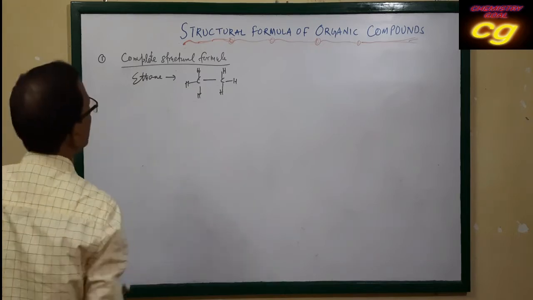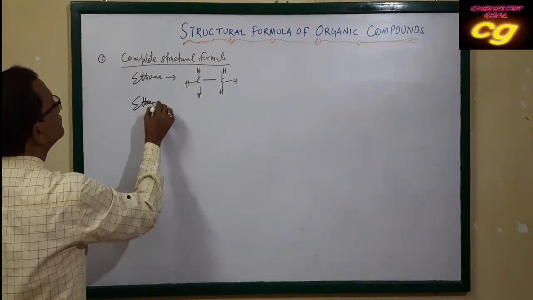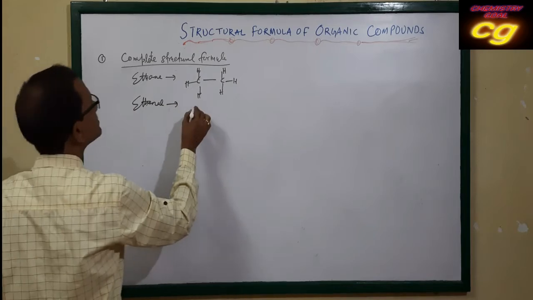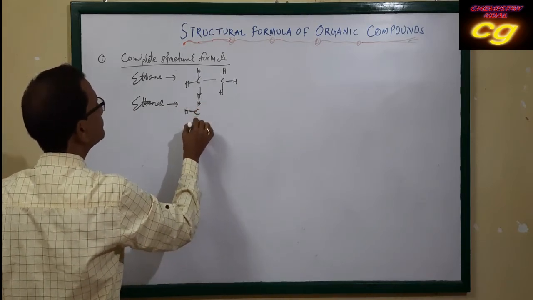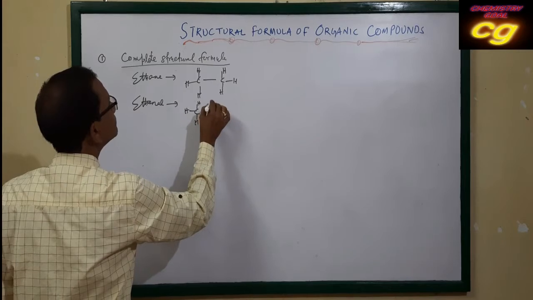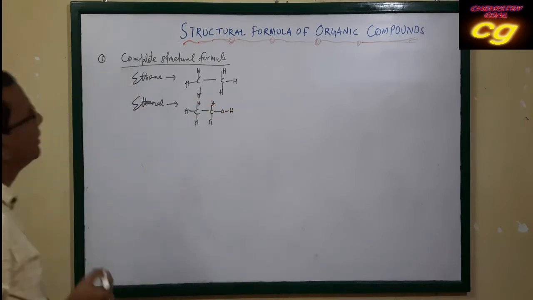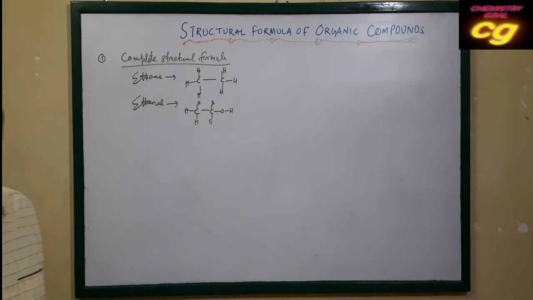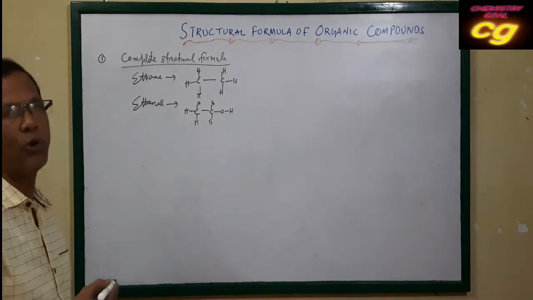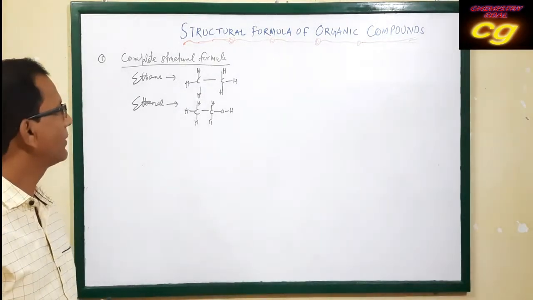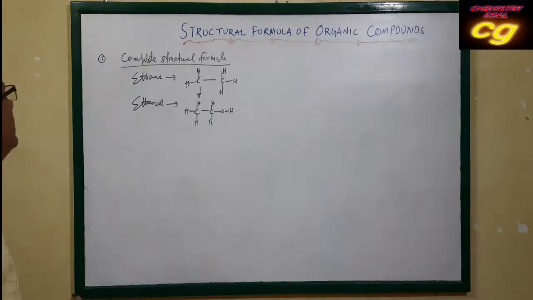Suppose ethanol. It can be written like this, and this is represented as the complete structural formula. That means you have to draw the structure showing all bonds attached to the atoms, particularly in the carbon chain.